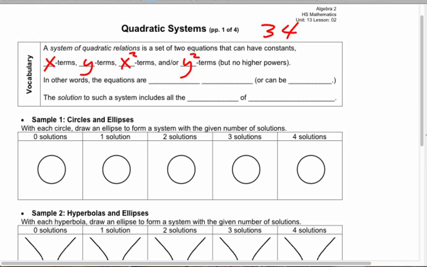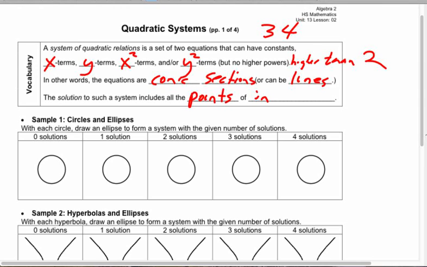They don't have to have all of these, but you can't have any power higher than 2 for a quadratic system. In other words, these equations are conic sections. They can also be lines, which actually are also a conic section. The solution to the system includes all of the points of intersection.